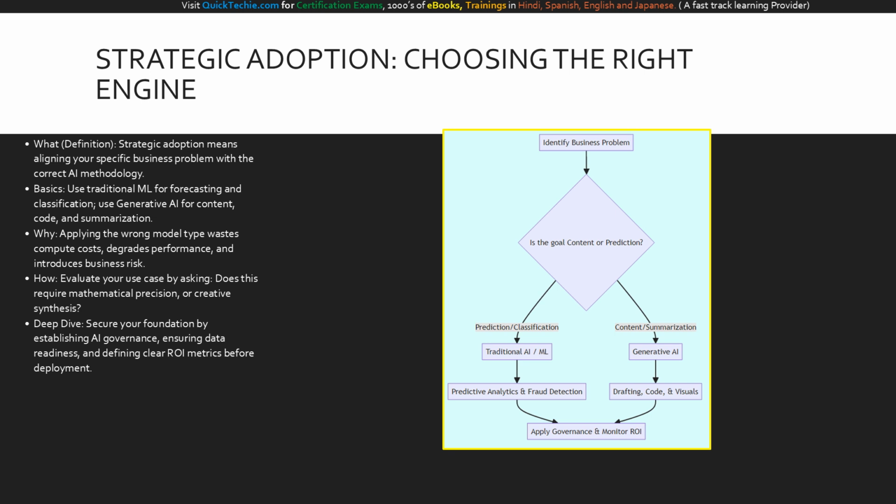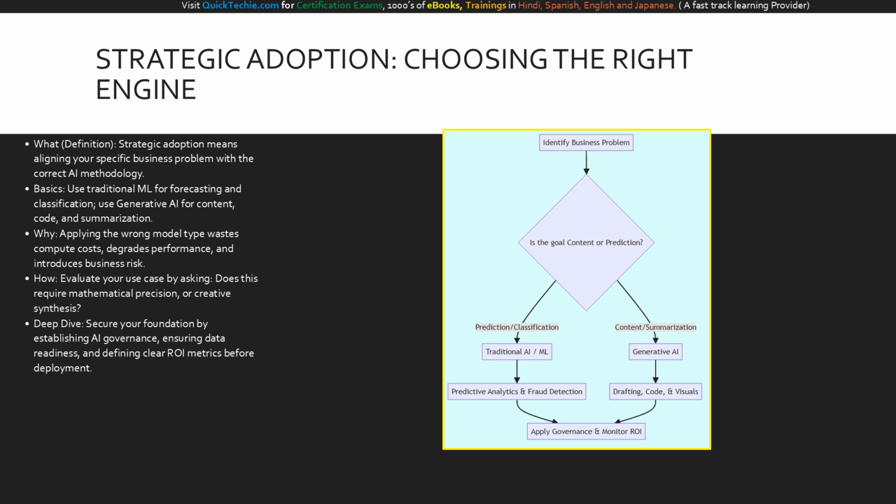Our final flowchart serves as your ultimate decision-making tool. You start at the top by identifying the business problem. You immediately hit a decision gate. Is the goal content or prediction? If you need prediction or classification, you route left to traditional AI, which powers predictive analytics.